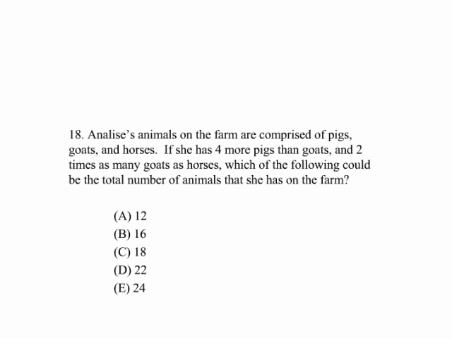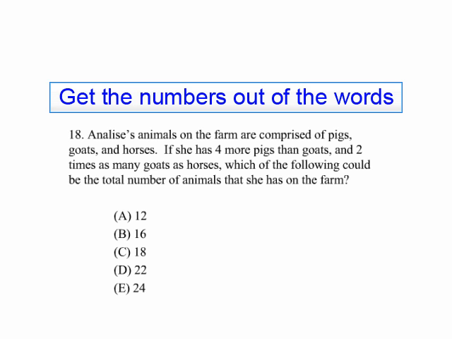But in this case, we've got animals on the farm comprised of pigs, goats, and horses. She has 4 more pigs than goats and 2 times as many goats as horses. Which of the following could be the total number of animals she has on the farm? Okay, you look at it and you go, well, what do I do with this? The first thing you do is get the numbers out of the words.